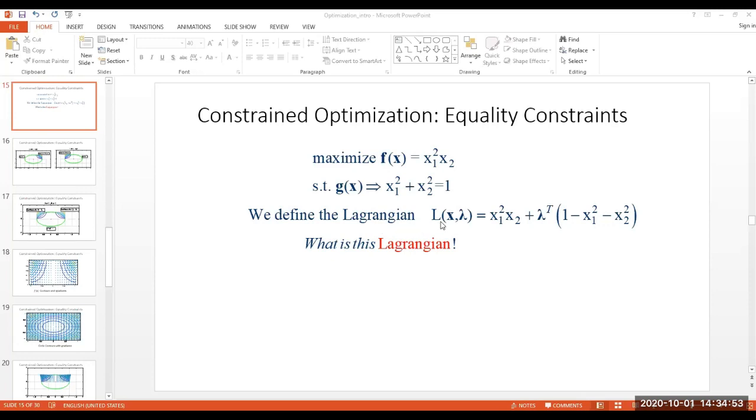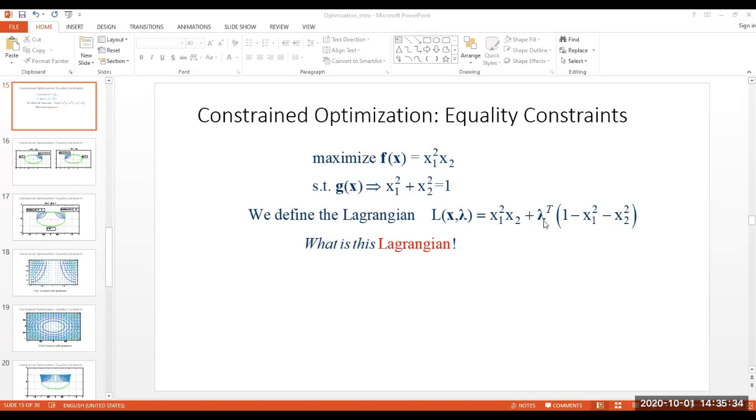While we formed the Lagrangian, we did it in this way. We took the function f of x first in the expression of L. Then we added the Lagrangian multiplier lambda, placed in transpose form. As I mentioned earlier, if g is not a scalar expression, rather a vector of expressions g1, g2, and so on, that means if you have more than one constraint, in that case lambda would be a vector instead of a scalar. But for this example, because we have only one equality constraint, it will remain a scalar variable lambda.